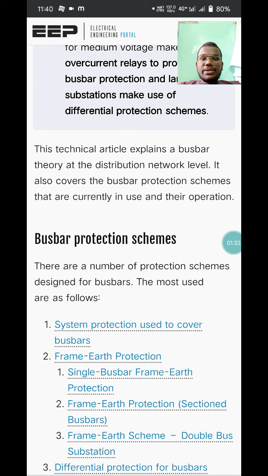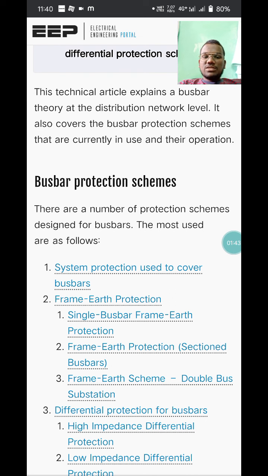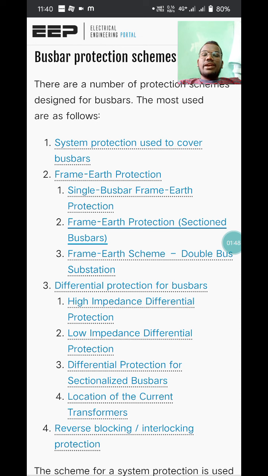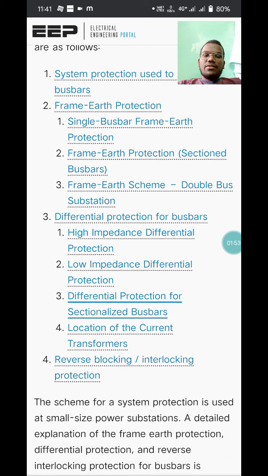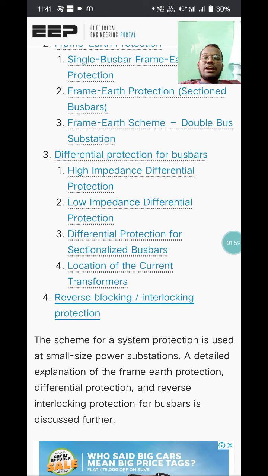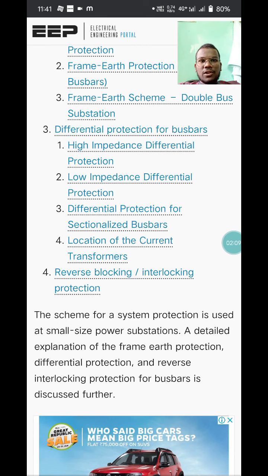This technical article explains the busbar theory at the distribution network level. It also covers the busbar protection schemes that are currently in use and their operation. There are a number of protection schemes that are employed for busbars. The most used are as follows: system protection used to cover busbars, frame earth protection, single busbar frame earth protection, frame earth protection for sectional busbars, frame earth scheme in double bus substation, differential protection for busbars, high impedance differential protection, low impedance differential protection, sectional busbars, location of the current transformers, reverse blocking and interlocking protection.